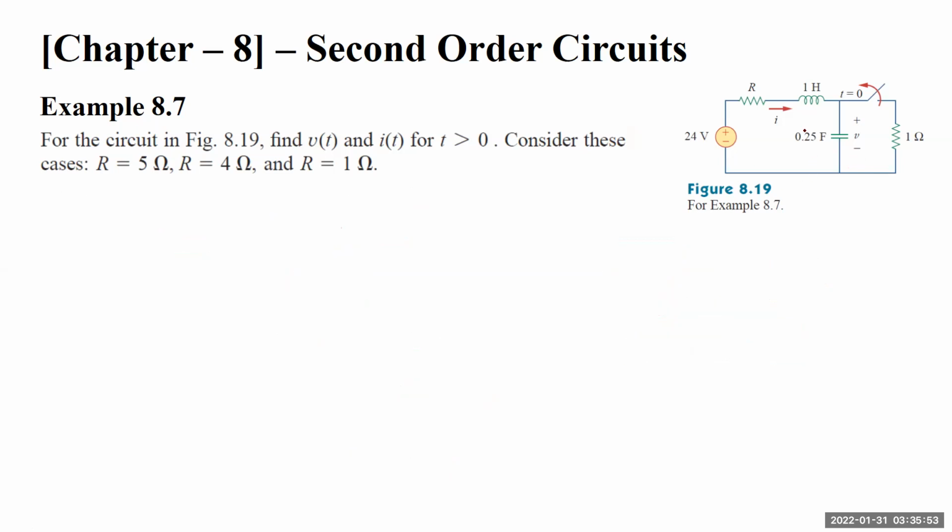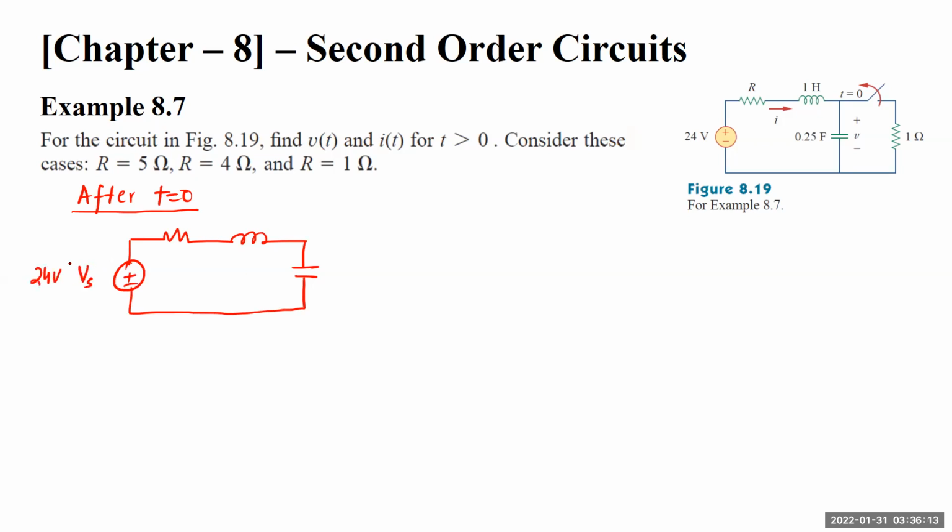So now moving ahead, we draw the circuit after t equals 0. The circuit will look something like this. This is the capacitor, the inductor, the 24 volt source, 5 ohms, this is 1 Henry, and this is 0.25 farad. This is the voltage V. This is the current I. So this is basically a series RLC circuit, right? So this is a series RLC circuit.